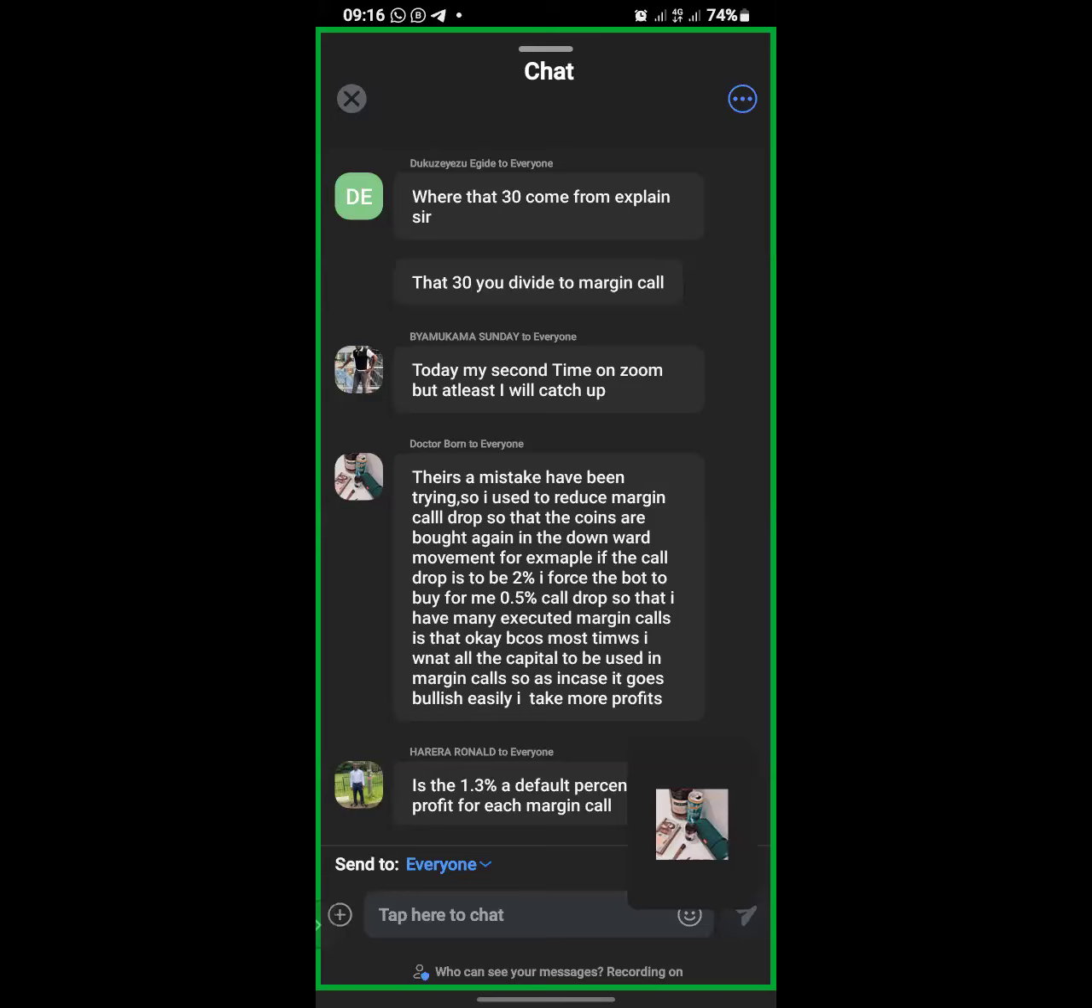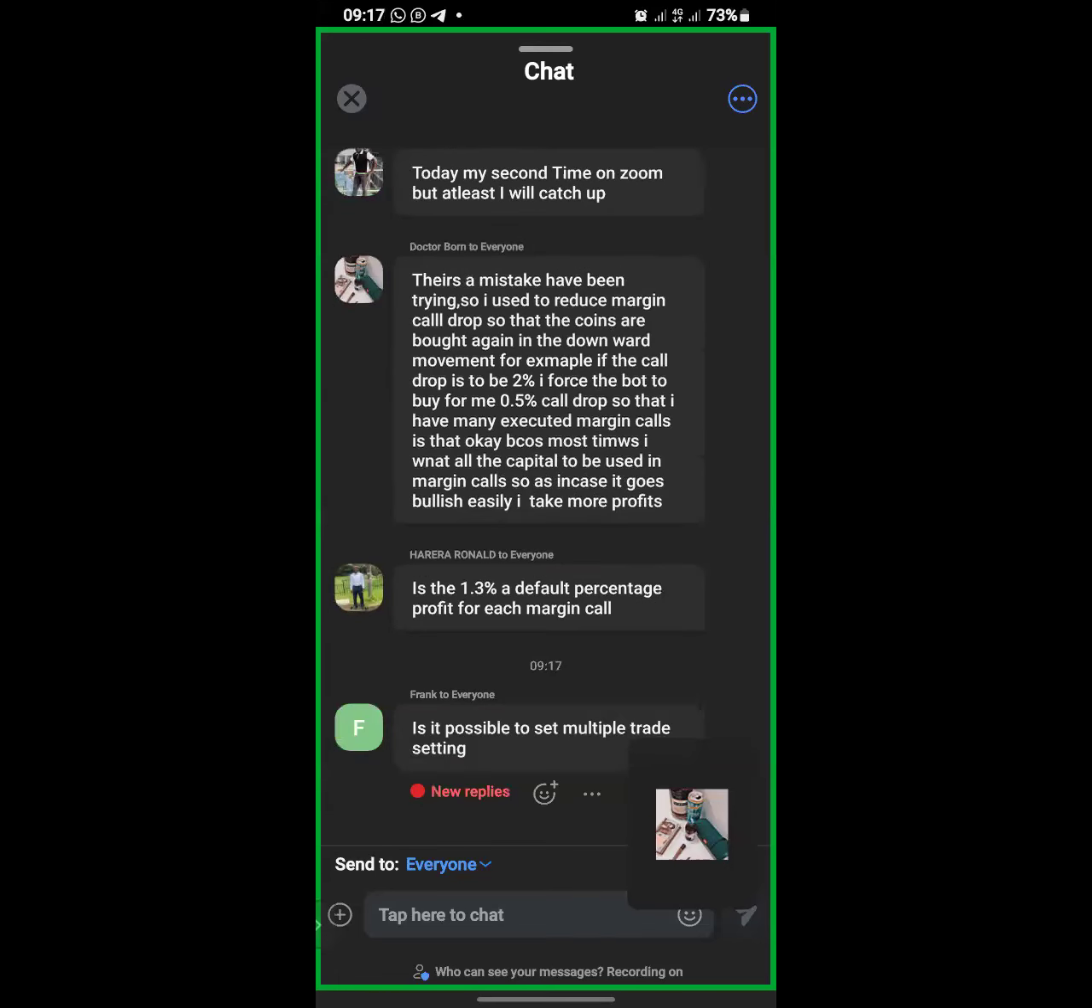So sometimes when the market is falling rapidly, I instead increase my margin call drop so that it buys cheaply, deeper. It keeps buying deep. You reduce. For me, I increase instead. That's what I do. I increase so that they buy my margin call drops deeper. By the time it comes out, I'm making sales.